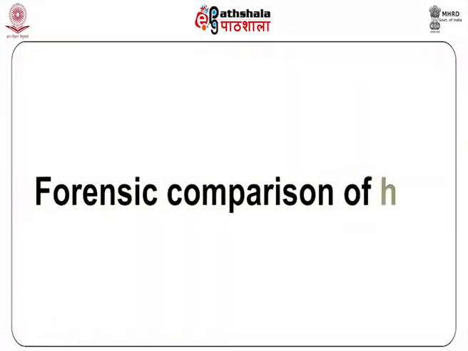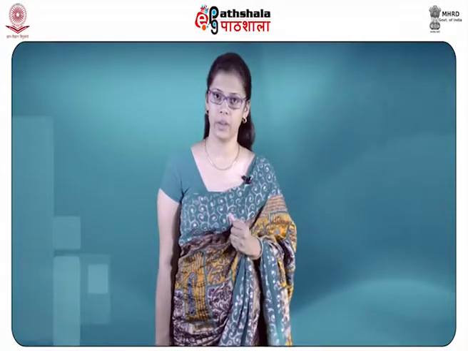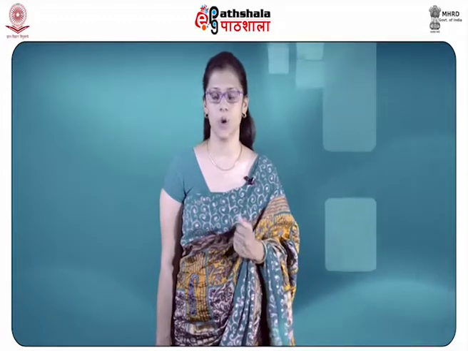The forensic comparison of hair. Hair, it might be of a human or from a wild or trained animal, is frequently observed related with individual hurt in accidents and illegal activity. The purpose of the source of hair is time and again a concern of detectives and a major means for determination.